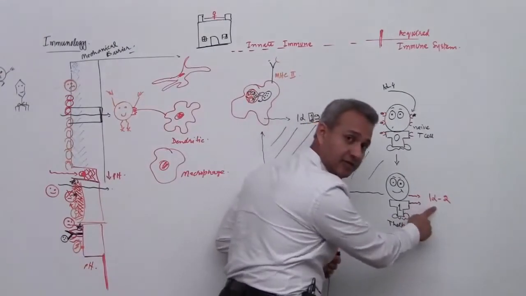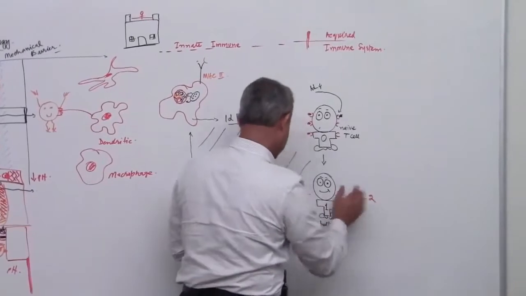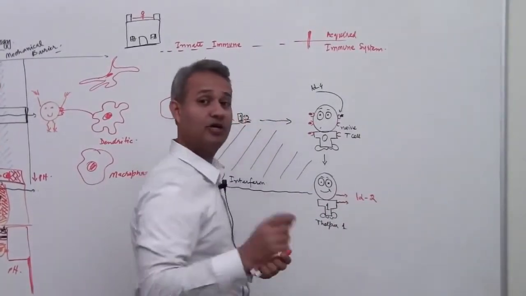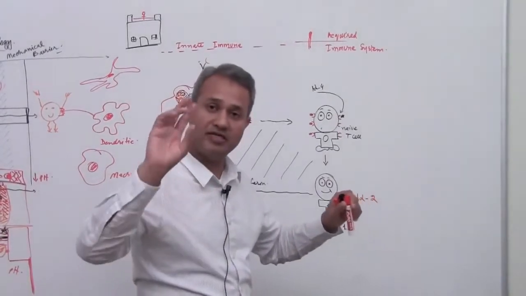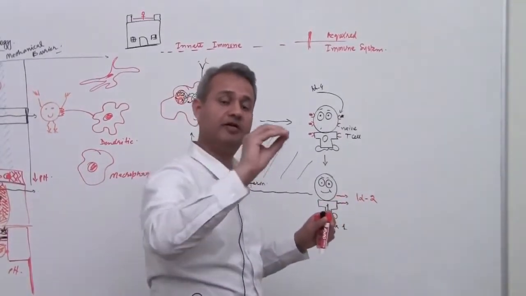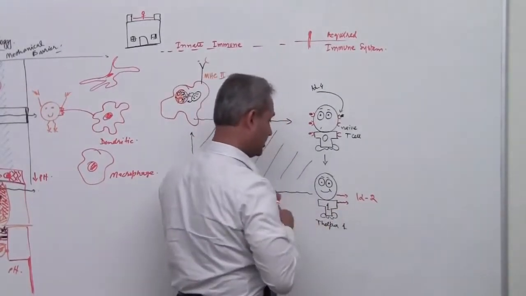Focus here for a second. The IL-2 which is released then acts on another T cell, part of acquired immunity. All T cells and B cells are part of acquired immunity. So this IL-2 acts on another T cell.